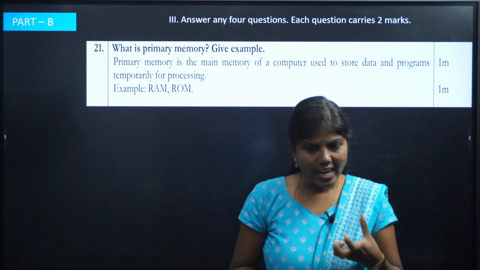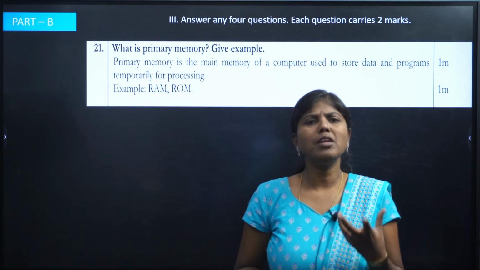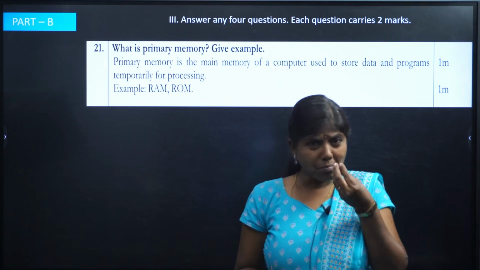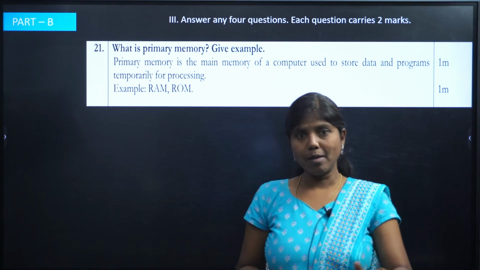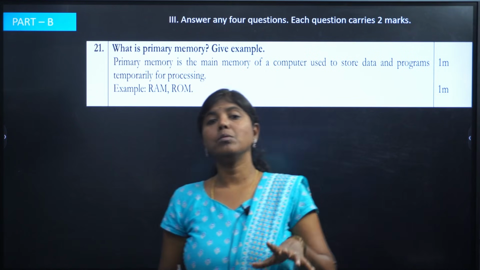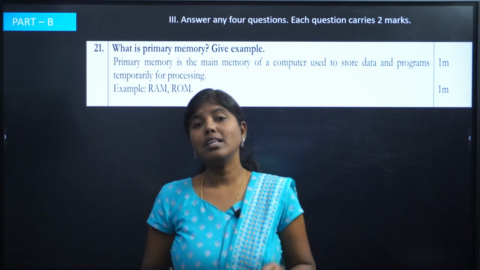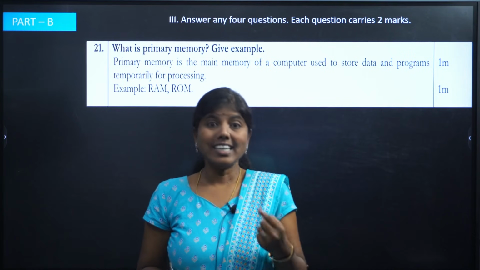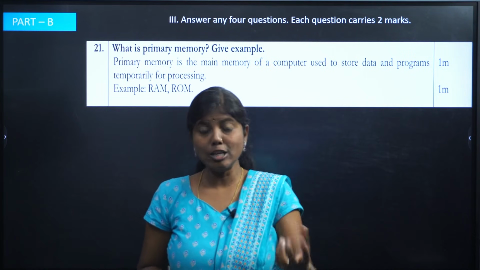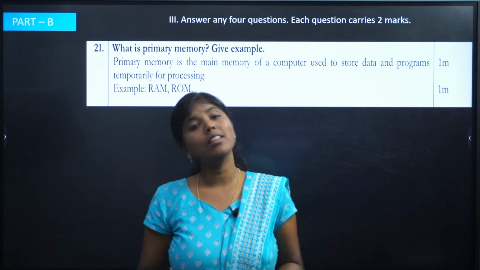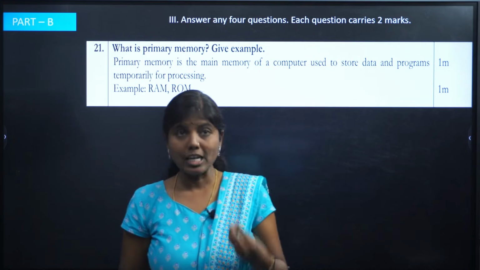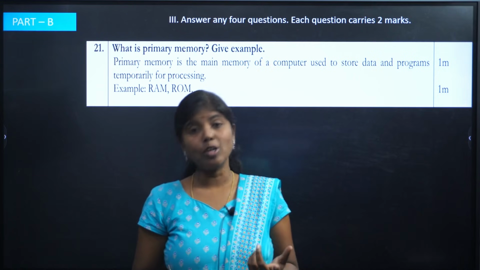So when we say primary memory, and that too the main memory, we always focus on the RAM. What is RAM? RAM is basically the random access memory. It's a temporary memory that stores the currently accessed, currently used applications. Currently executing programs will be stored in that particular memory called RAM.